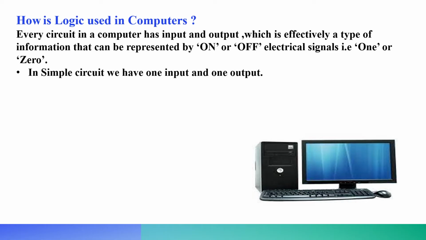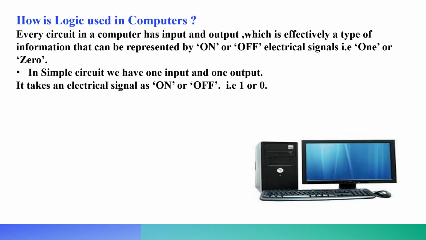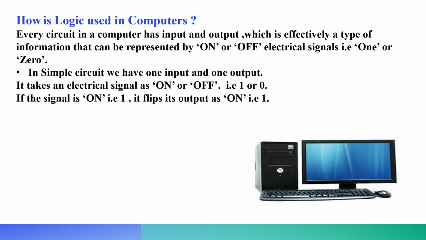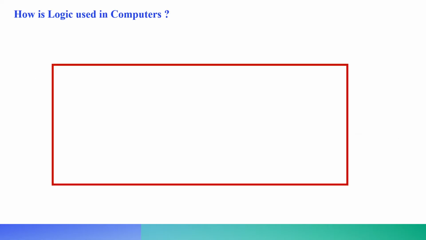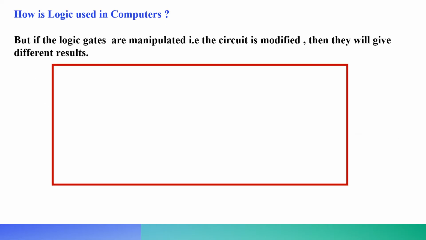In a simple circuit, we have one input and one output. It takes an electrical signal as on or off, that is 1 or 0. If the signal is on, that is 1, it flips its output as on, that is 1. If the signal is off, that is 0, it flips its output as off, that is 0. But if the logic gates are manipulated, that is, the circuit is modified, then they will give different results.